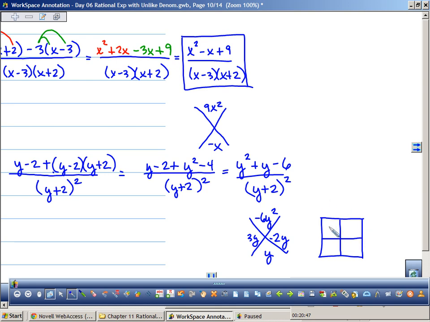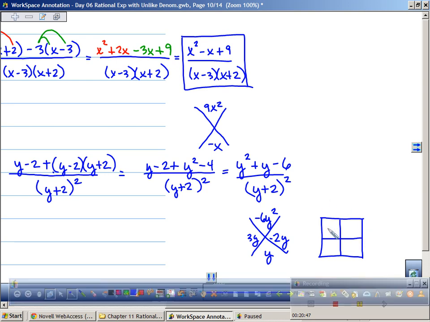What goes in this box? What goes here? Negative 6. And what goes here and here? These two right here, right? 3y and negative 2y. Y times y. Y times 3. Negative 2. So this factors to y minus 2 and y plus 3.